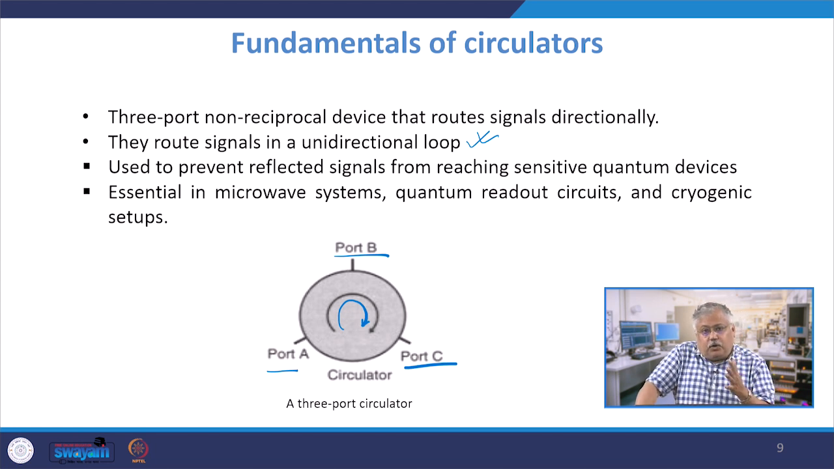Now, why is it important? Because let us suppose the signal is generated from port A and wants to go to port B. Then when it goes to port B, there should not be any reflected signal. When I say reflected, I mean these are all microwave signals. If there is a reflection of the signal and it reaches any one of the quantum devices, some qubits, where it is not supposed to reach, it will destroy the state of the qubit. And therefore, they are essential in microwave systems, especially in quantum readout circuitry, and of course, they are useful in cryogenic setups.